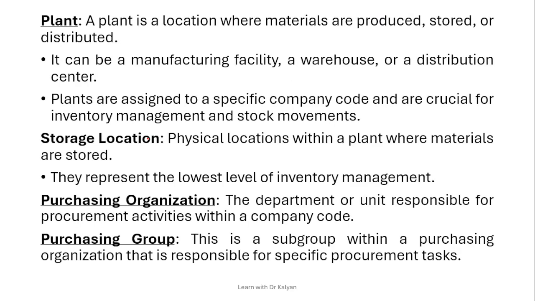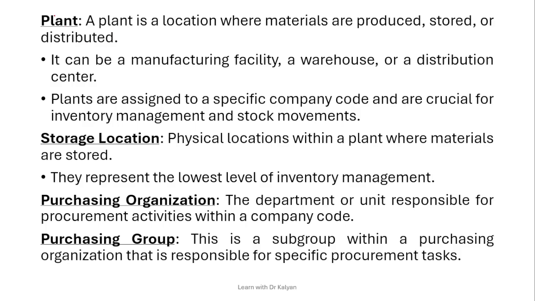Now let us understand about plant. What is a plant? A plant is a location where materials are actually produced, where the finished products are produced. And whatever materials we have produced will be stored or distributed in this place. This particular place is called a plant. Basically, a plant is a place where actual products are produced, stored, and at the same time distributed.